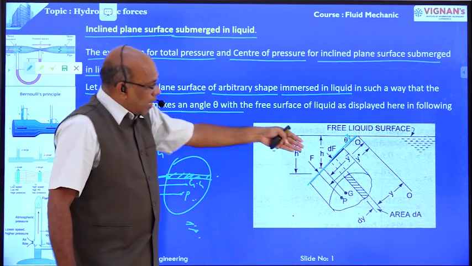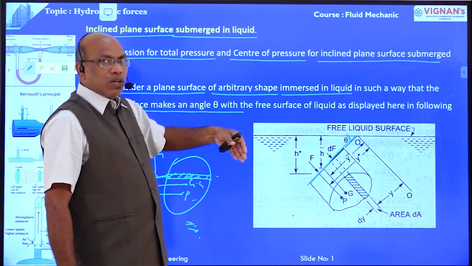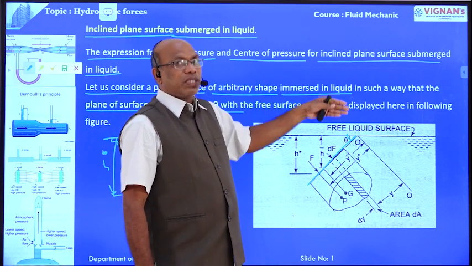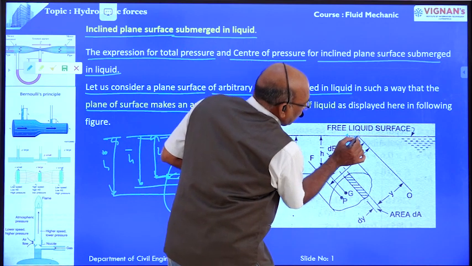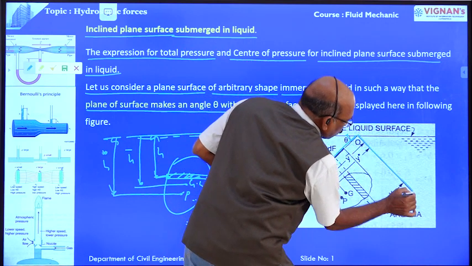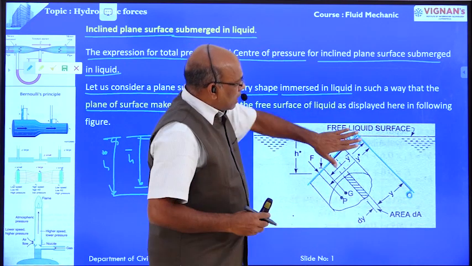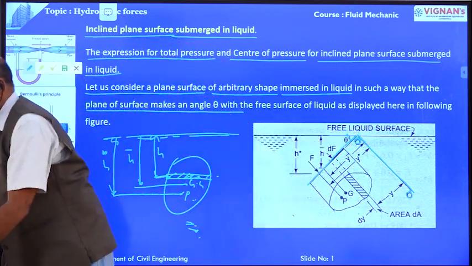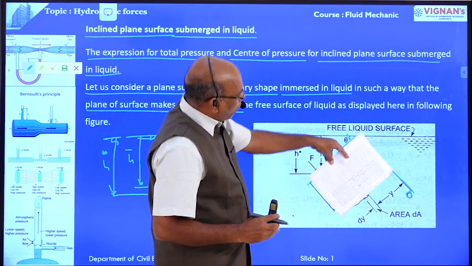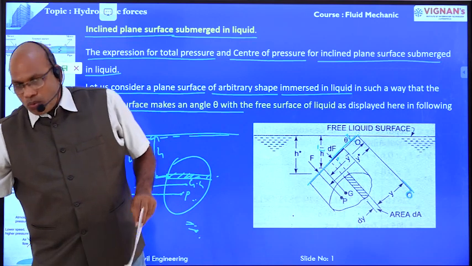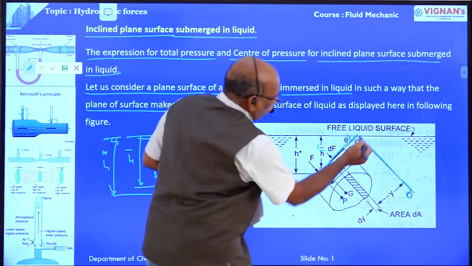But now this is different. The plane surface is immersed in liquid in such a way that it makes an angle theta with the free surface. Now we are going to take one axis, that is O-O. Suppose this is the plane surface. Initially we had submerged it like this, and now we have submerged it like this.